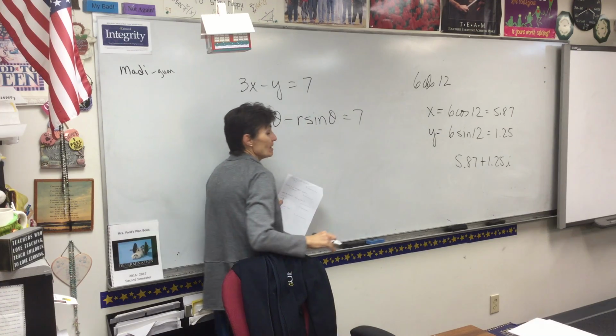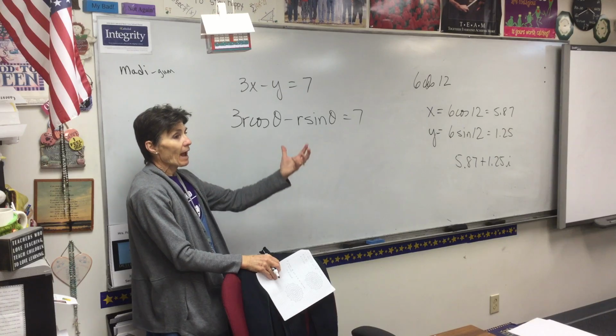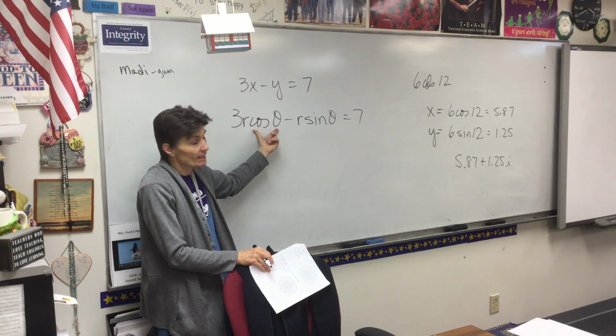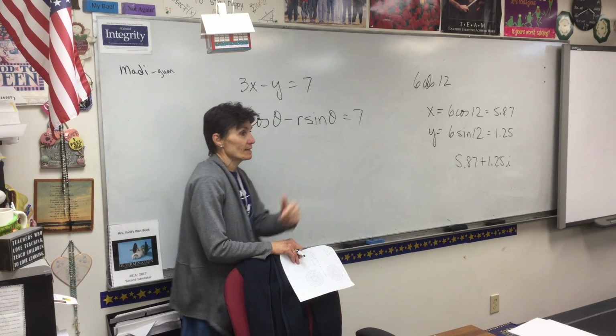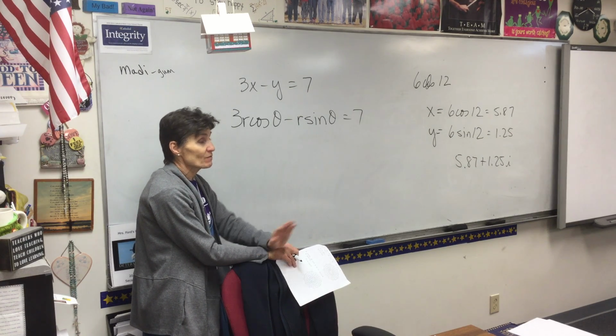That's it exactly. So what did Olivia do? She took out x and put in what it equals, r cosine theta. She took out y and put in what it equals, r sine theta. And she's done. That problem is finished.